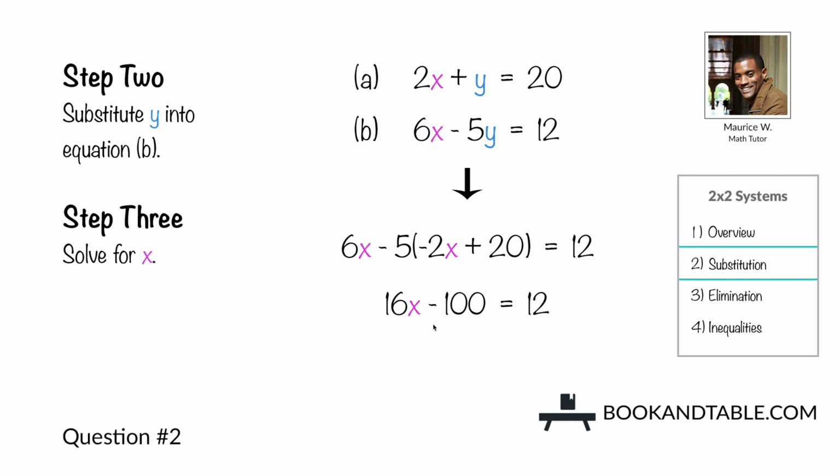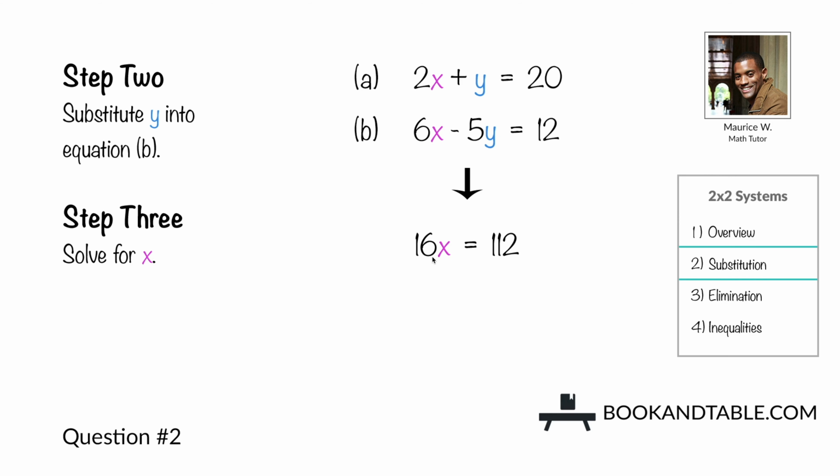Now we'll add 100 to both sides, giving us 16x is equal to 12 plus 100, which is 112. And now to solve for x, we want to get rid of this coefficient of 16. So we'll divide both sides by 16. So that would give us x is equal to 112 divided by 16, which is 7.